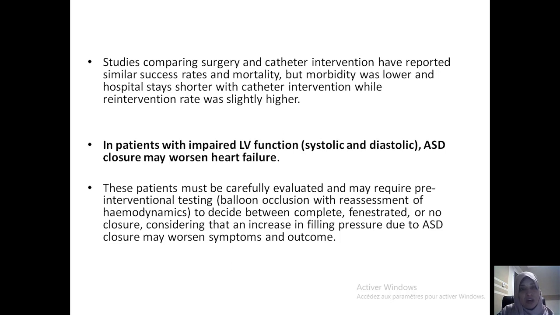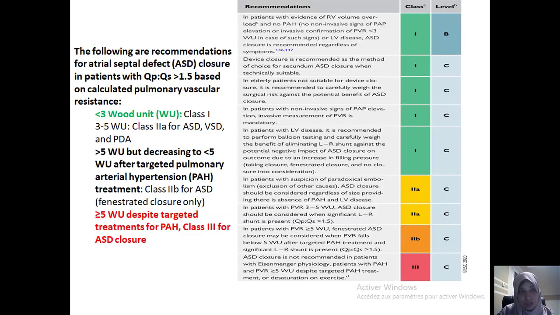In patients with impaired left ventricle function, systolic or diastolic, ASD closure may worsen the heart failure. Thus, these patients must be carefully evaluated and may require pre-interventional testing, balloon occlusion with reassessment of hemodynamics, to decide between complete, fenestrated, or no closure, considering that an increase in filling pressure due to ASD closure may worsen symptoms and outcome.